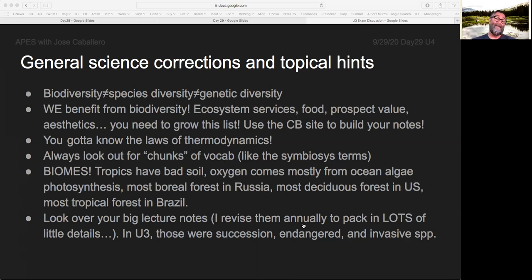From the multiple choice, I can tell you that everybody should know the laws of thermodynamics. You should always look for a chunk of vocab, like those different words for the nitrogen cycle. That was on the exam. In this case, the different types of symbiosis, parasitism, mutualism, commensalism, competition, those are just a free word bank question. They're all going to be on the exam. It's easy for me to choose. It's easy for the College Board to choose. When you learn a clump of vocab, you just know that's going to be on the test. You've got to study those.